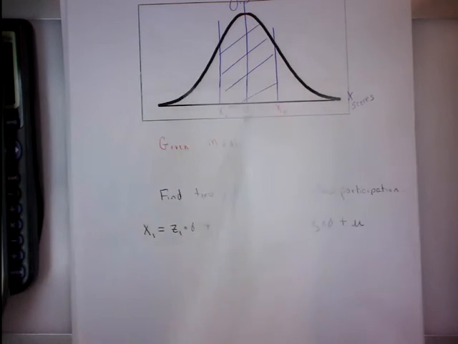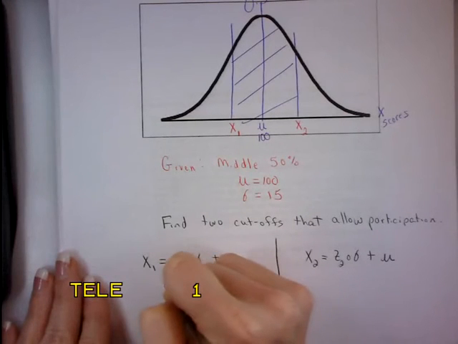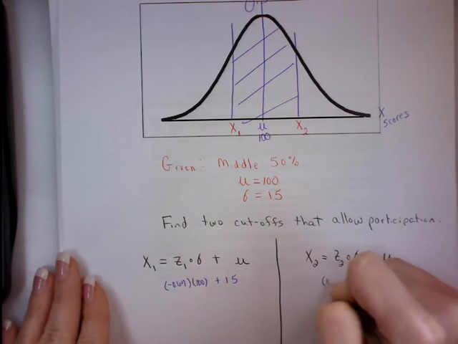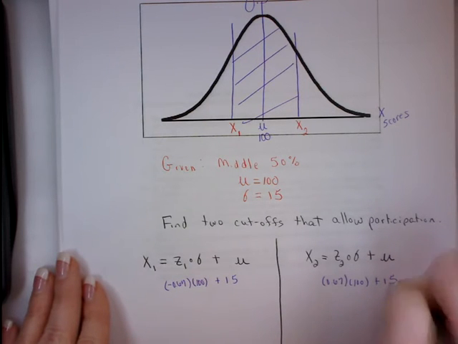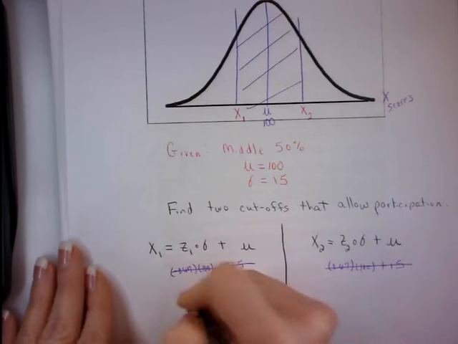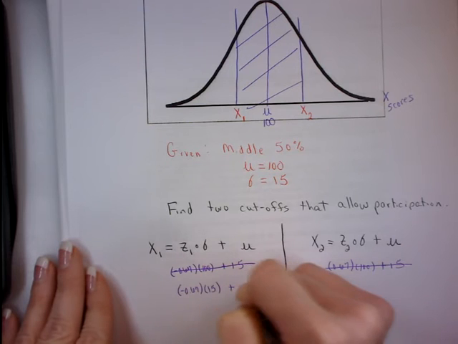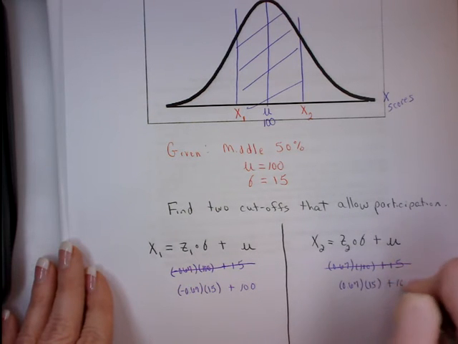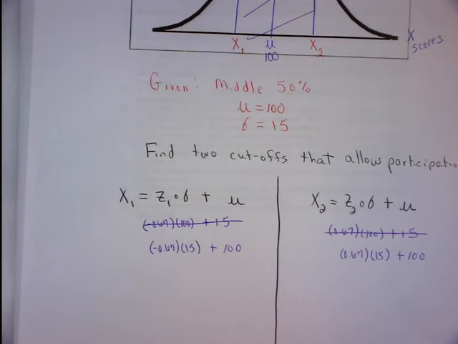Now I'm going to go back to my work here. X1 is a negative 0.67 times 100 plus 15. And X2 is a positive 0.67 times 100 plus 15. And I have that backwards. X1 is a negative 0.67 times standard deviation of 15 plus 100. Excuse me. X2 is a positive 0.67 times 15 plus 100. There we go. Much better. And I will calculate both of those.